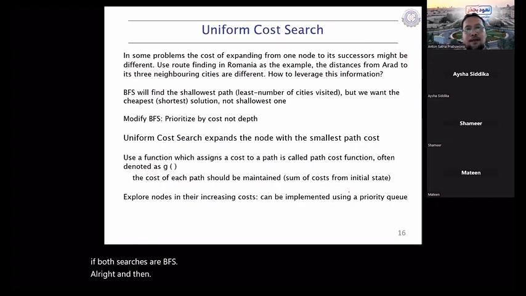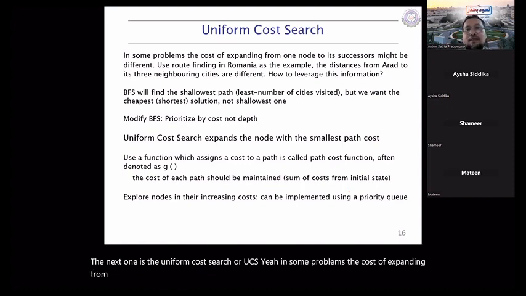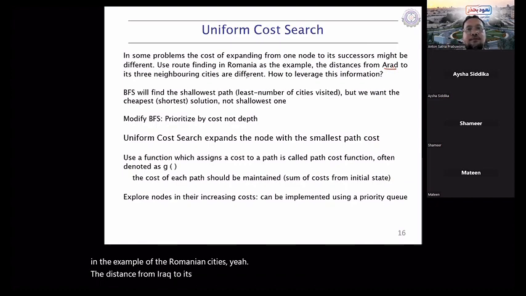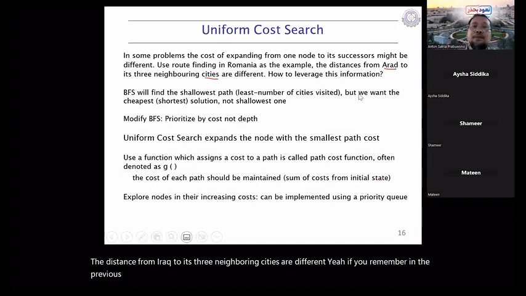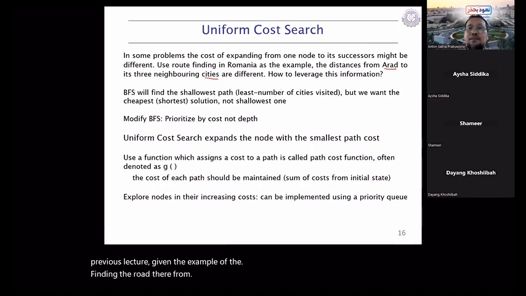All right, the next one is the uniform cost search, or UCS. In some problems, the cost of expanding from one node to its successor might be different. In the example of the Romania cities, the distances from Arad to its three neighboring cities are different. If you remember in the previous lecture, we had the example of finding the road from Arad to Bucharest. How do we leverage this information?